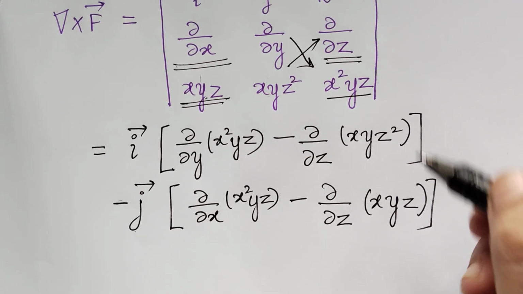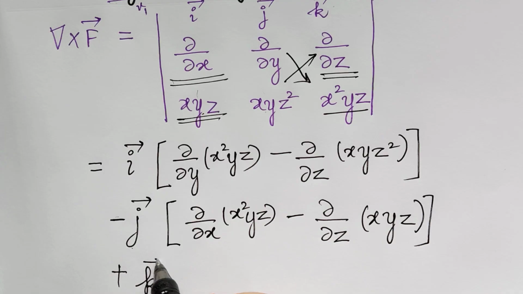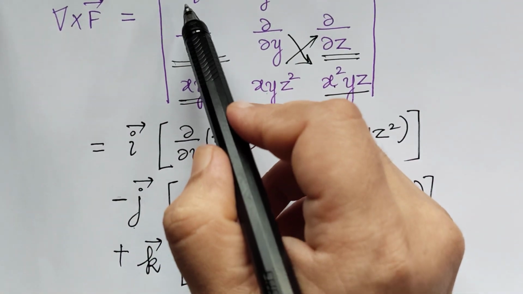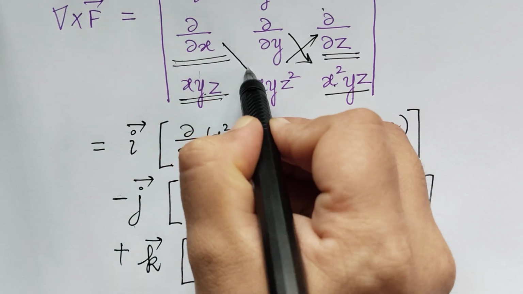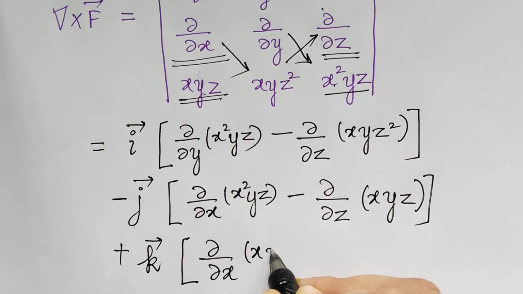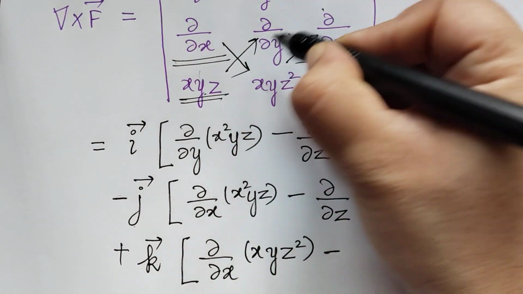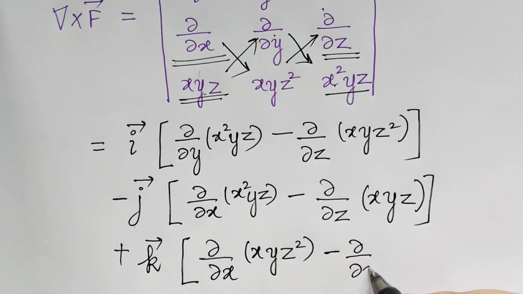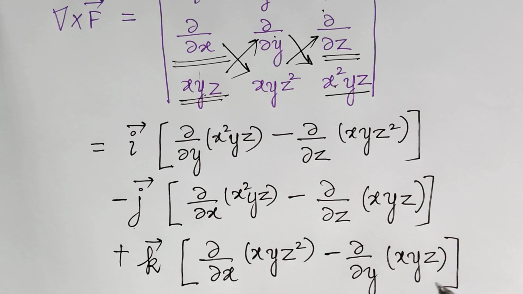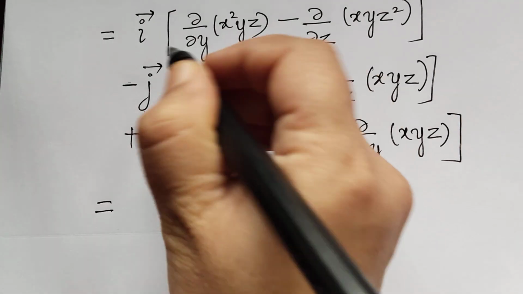The next will be kth component, so that is plus k vector multiplied with, so we have to block this column and block this row as well. So it is this into this, so ∂/∂x of xyz², minus this into this, so ∂/∂y of xyz. So what is the partial differentiation of this term?